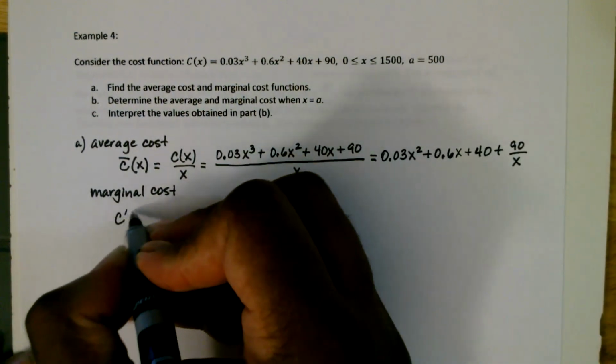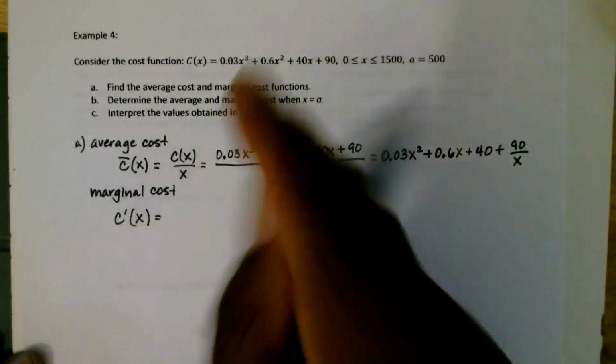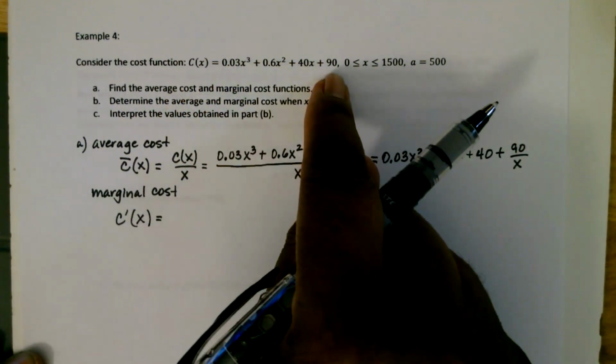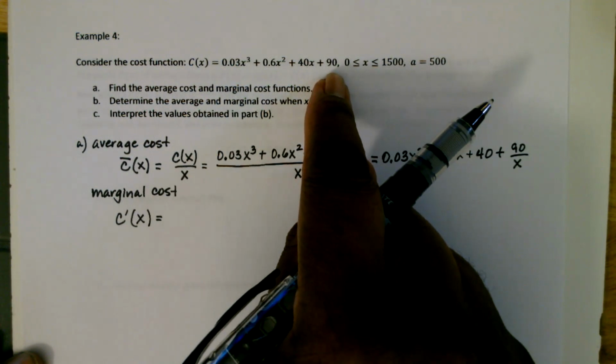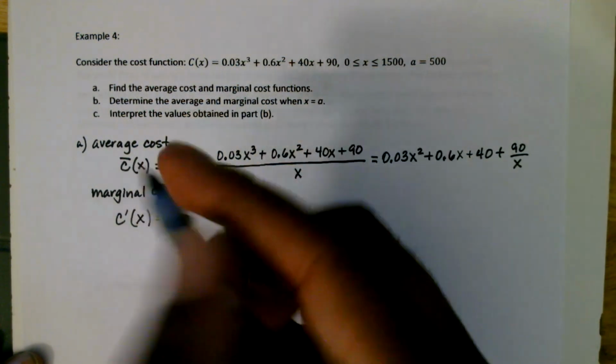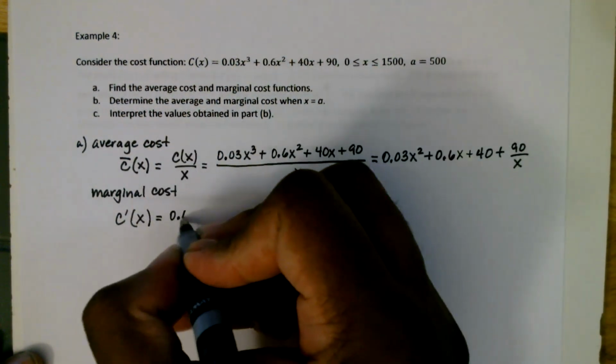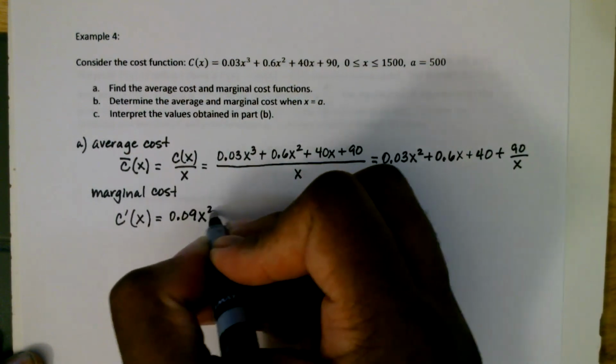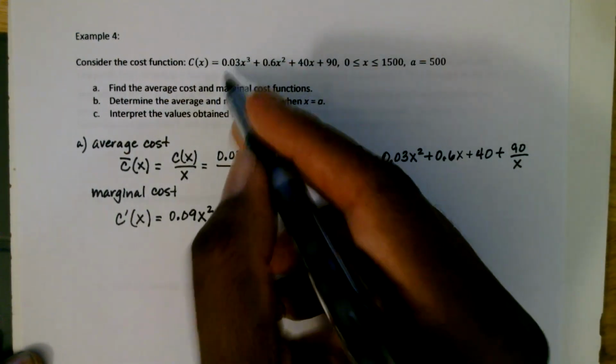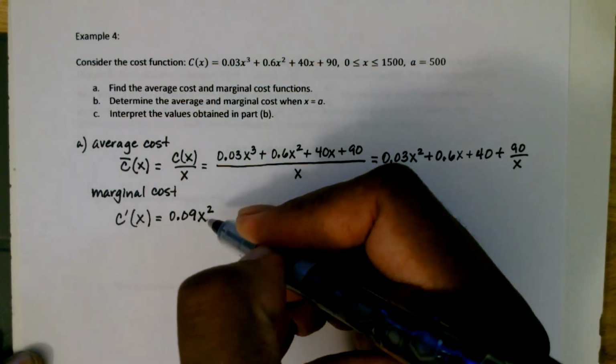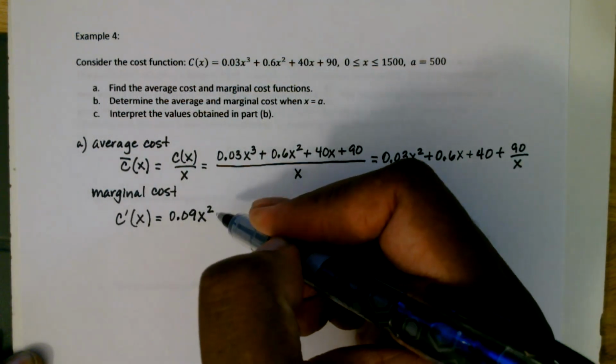We take the derivative of our cost function. So this function right here, we just take its derivative. The derivative of 0.03x cubed will be 0.09x squared. 3 times 0.03 will be 0.09. Copy the x to the one less power, which would be x squared.